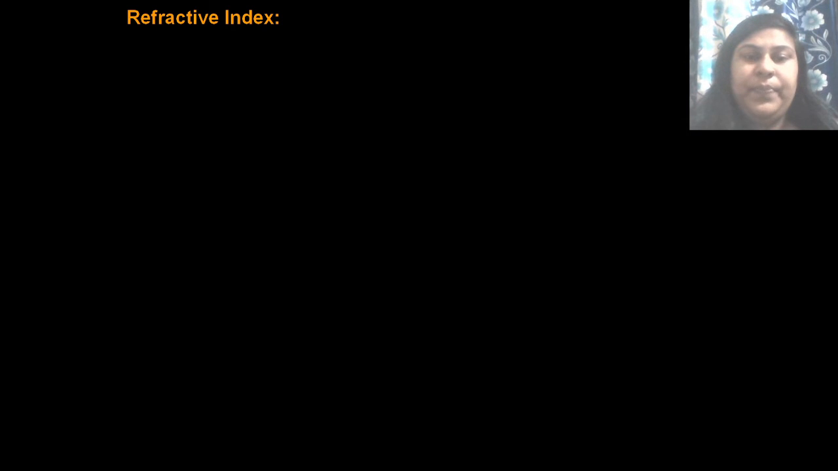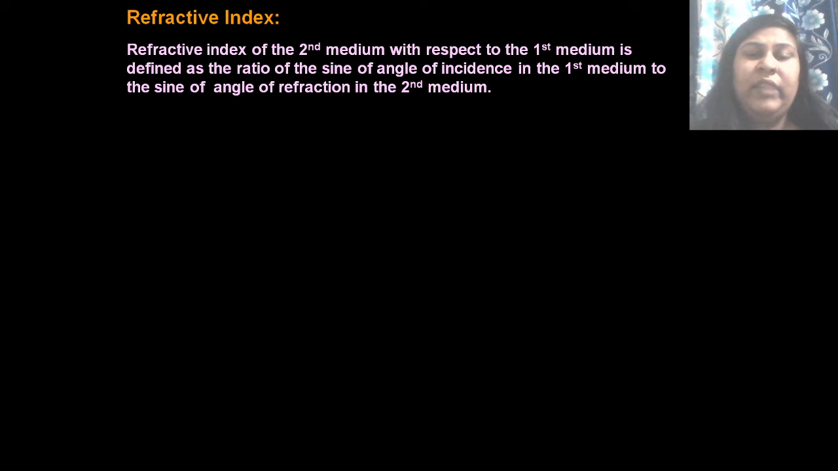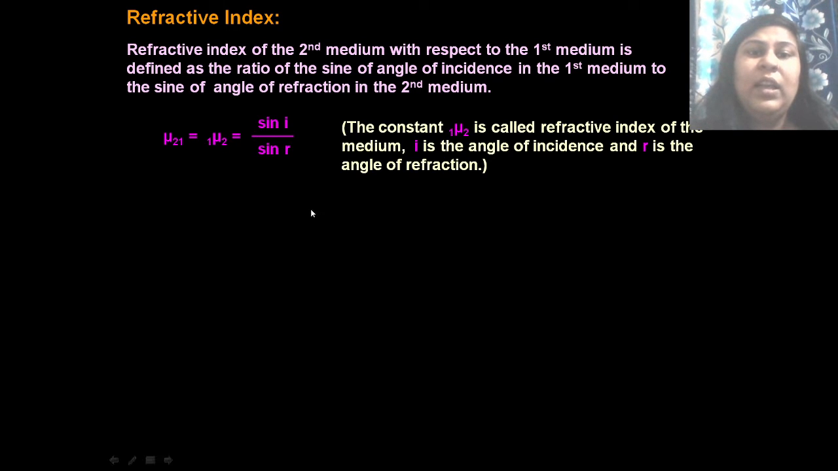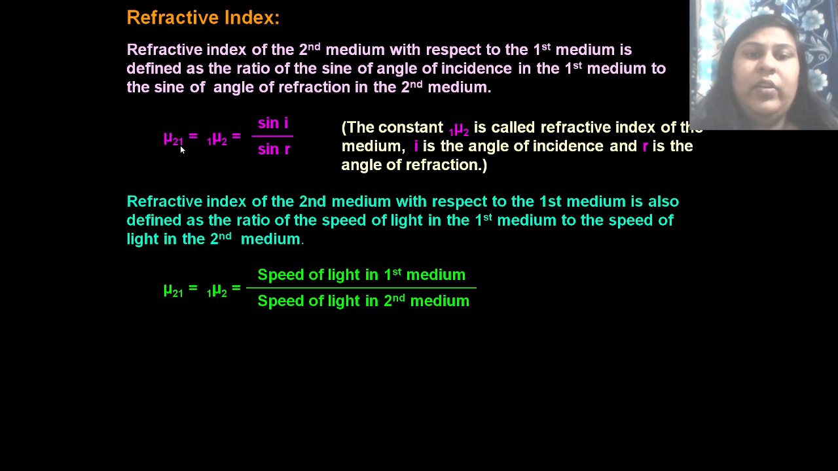Refractive index. The refractive index of the second medium with respect to the first medium is defined as the ratio of sin i to sin r. Because it is the refractive index of the second with respect to the first, we write it as mu 2 1. Mu 2 1 means the refractive index of the second medium with respect to the first medium. It is also defined as the ratio of the speed of light in the first medium to the speed of light in the second medium.